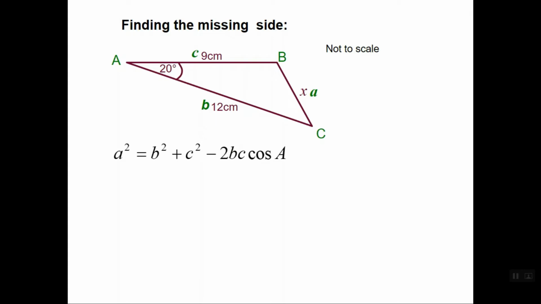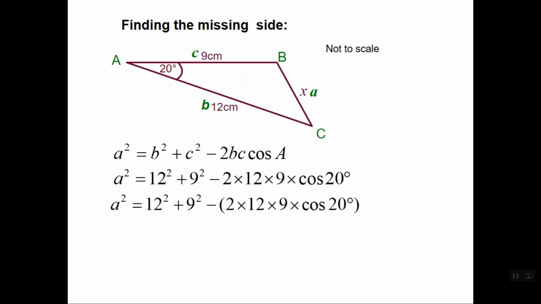Now we write our cosine formula, which states a squared is equal to b squared plus c squared minus 2bc cos A. The next step now, guys, is for us to substitute everything we know. So we fill in those bits that we know. So a squared is equal to, I label b as 12, so that's 12 squared, plus I label c as 9, so that's 9 squared minus 2 times 12 times 9 times cos 20 degrees.